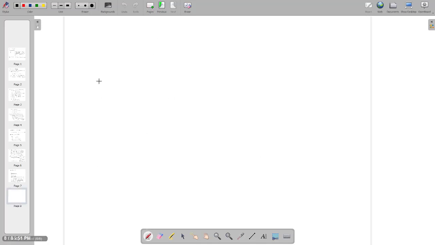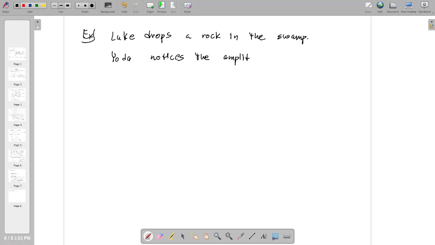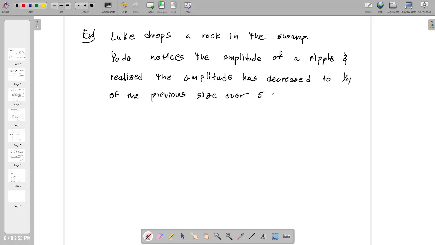Go ahead and do an example really quickly here. Luke drops a rock in the swamp. Yoda notices the amplitude of a ripple and realizes the amplitude has decreased to a quarter of its previous size over 5 seconds. Find the damping constant. So here, all we're looking for is the value c.